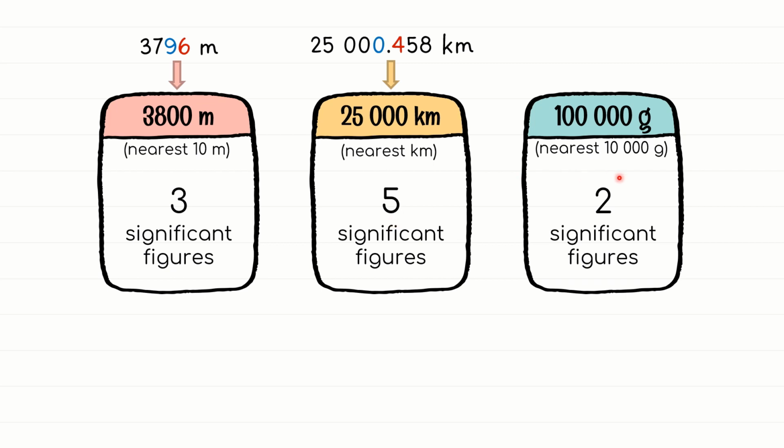So let's look at the last example. If I am given the number 98,576 gram and I want to round it off to the nearest 10,000 gram, the 10,000 place value is actually at this digit 9 over here. The digit after 9 is actually a 8, which means that my 9 has to be rounded up.